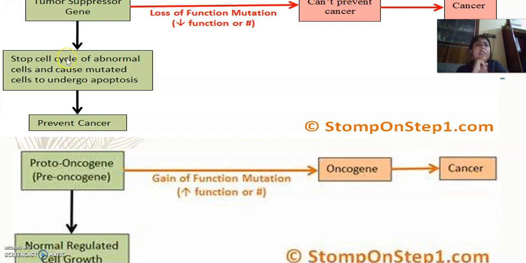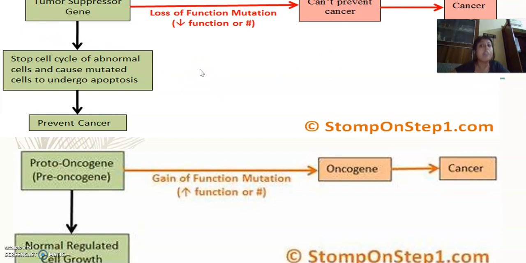So, this is a tumor suppressor gene, right? This tumor suppressor gene basically stops the cell cycle at different checkpoints. We have already discussed this, right? It has checkpoints where the DNA is rectified and then the cell moves on. But if you have a mutation, it loses its function. The tumor suppressor function is lost, so it can't prevent cancer. So it will produce cancer. That is your loss of function mutation.